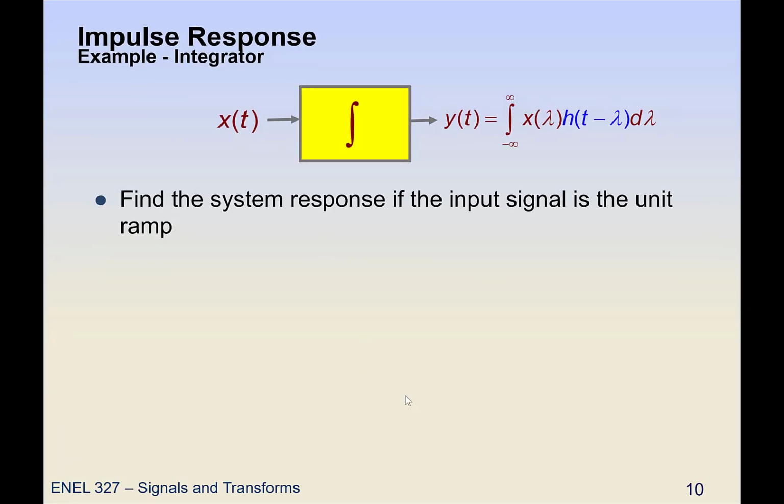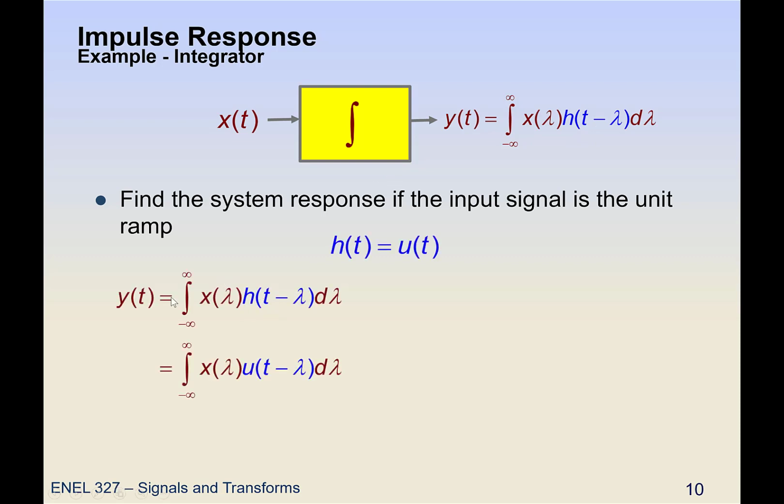All right. So next we want to find the system response if the input is the unit ramp. So we've already found this. We found that that is the unit step function. Okay? So let's take a look at this definition of the output, and we're going to put in our previous knowledge that we know that the impulse response is a unit step. So it's going to look like that.